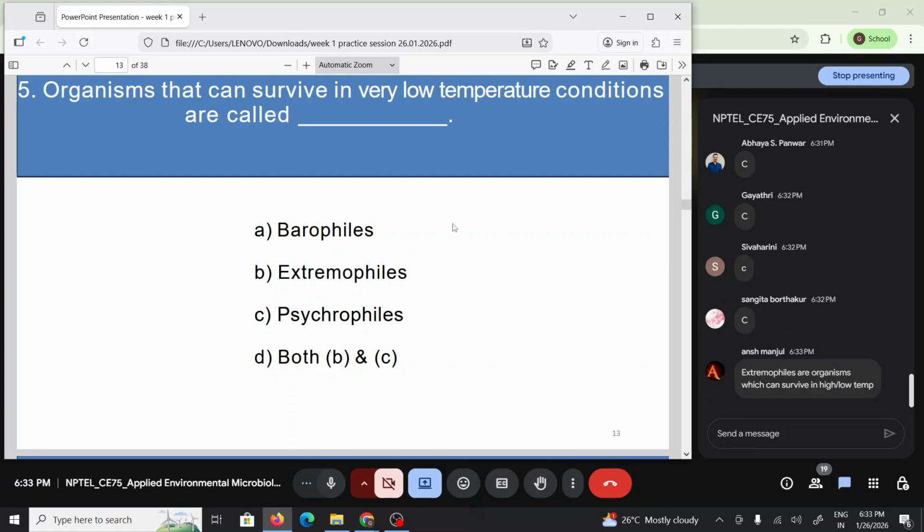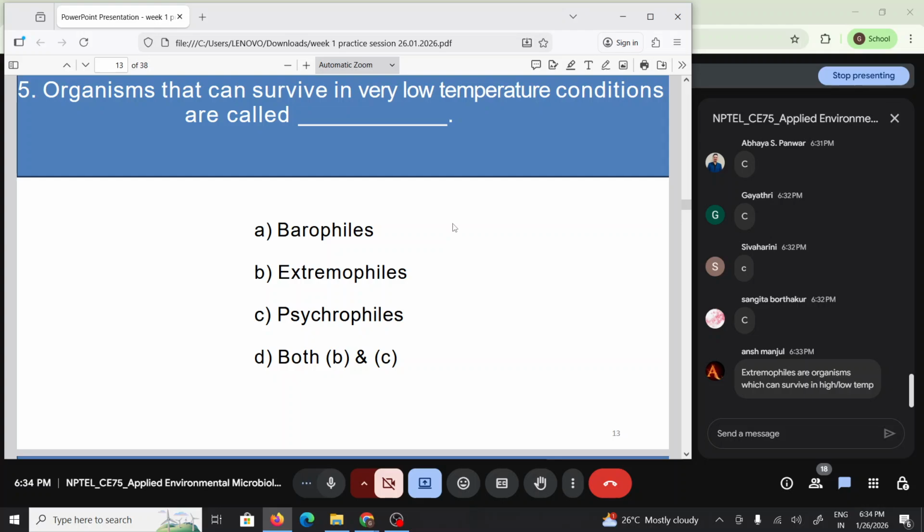Barophiles can thrive in high pressure conditions. Extremophiles are those organisms that can thrive in extreme conditions like extreme temperature, extreme pressure. Overall, they are living in extremely difficult atmospheric conditions. Psychrophiles are the cold-loving microorganisms. Okay, perfect. So we also have in the chat box that extremophiles are organisms which can survive in high or low temperature.